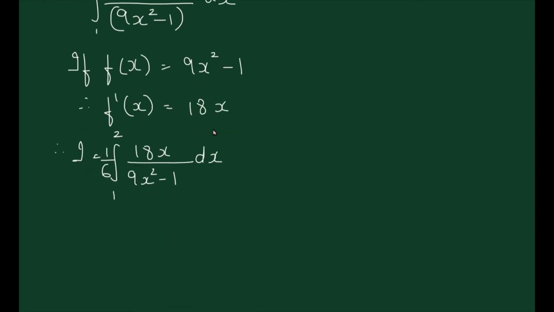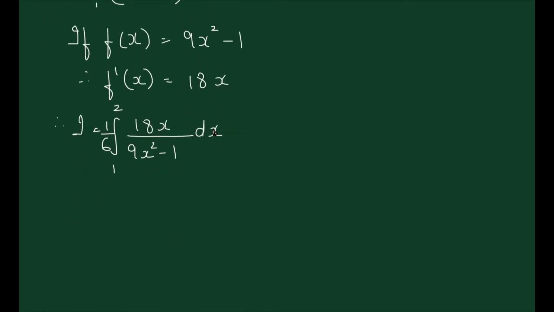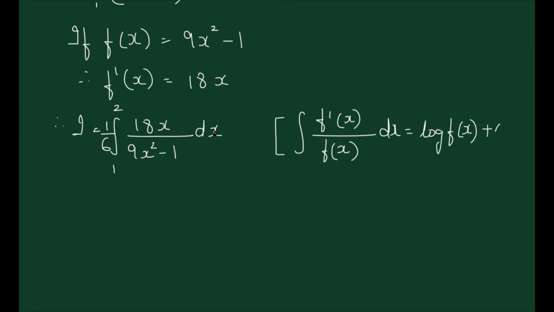Okay, now how to solve this further? We use this particular formula over here, which you have learned before. If the integral is of this form, that is f dash x upon fx dx, then the answer is going to be log fx plus c. Okay, this is what we have learned earlier.